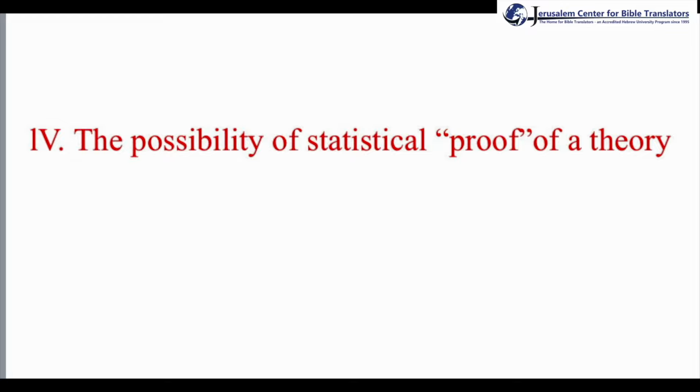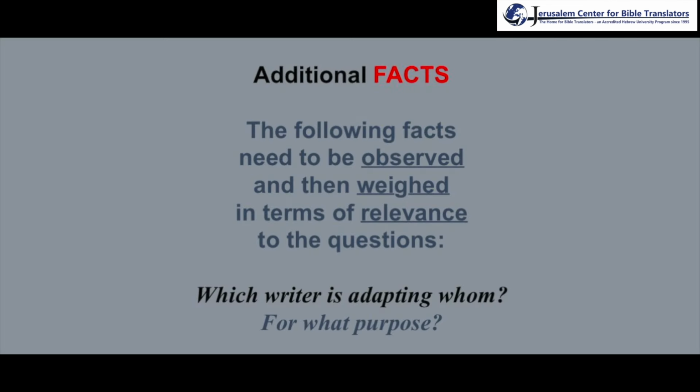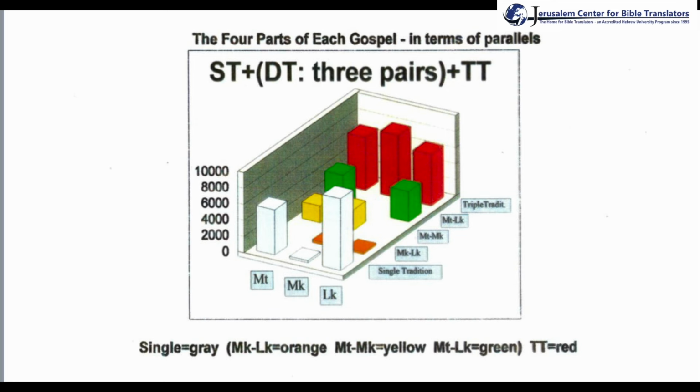Is it possible to use statistics to give evidence, hard, publicly observable evidence, proof of a theory? So we're going to look at facts now that anybody can determine who's ready to make the effort. Facts that will be observed and then weighed in terms of relevance to the question, which writer is adapting which other writer and for what purpose? And here's a chart where you have the word counts of the different parts of each gospel. The one that's against the gray wall is Matthew, where you see a word count in white.